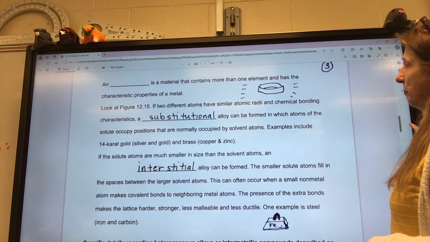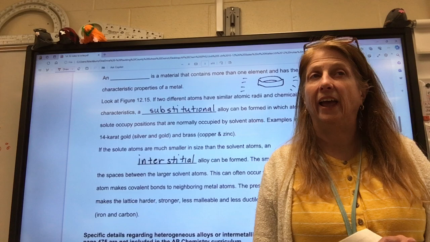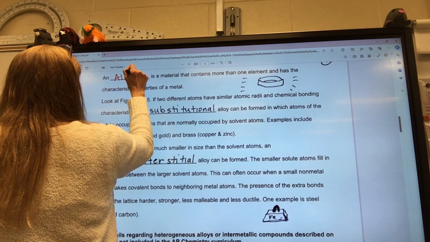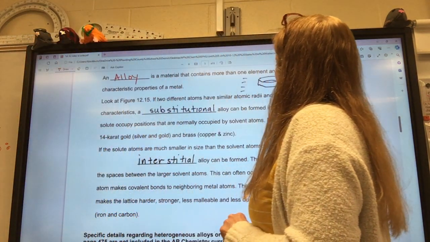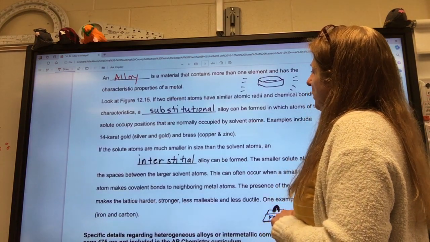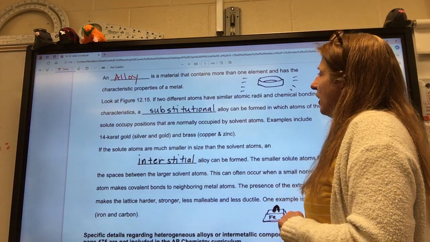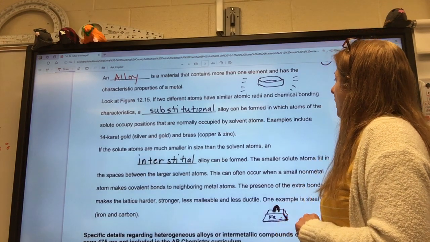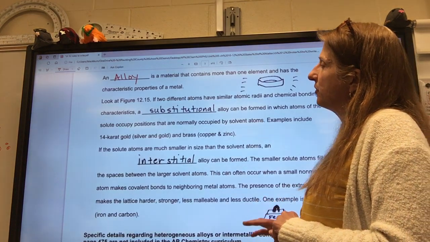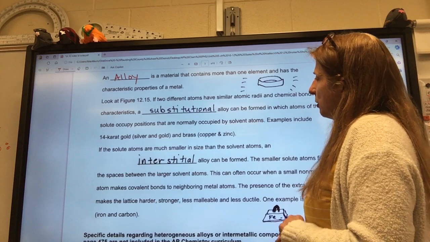And then we're going to talk about mixing metals together. What's it called if you take metals and you melt them and you mix them together? It starts with the letter A. Alloy. I heard somebody say it. An alloy is a material that contains more than one element and has the characteristic property of a metal. So if 2 different atoms have similar atomic radii and chemical bonding characteristics, it's called a substitutional alloy, which can be formed in which atoms of the solute occupy positions that are normally occupied by the solvent atoms. The example is silver and gold.